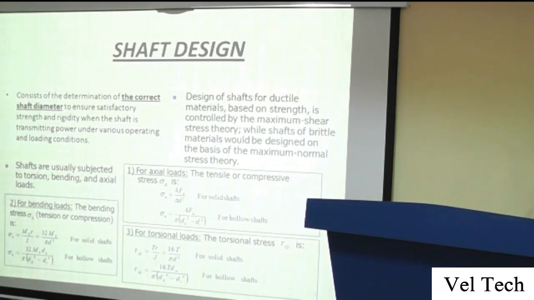So T is equal to, what is the equation? P into 60 divided by 2 pi N. So the idea is to find out the torque transmitted by the shaft from the basic equation. Okay, so usually power is in kilowatt or watt.